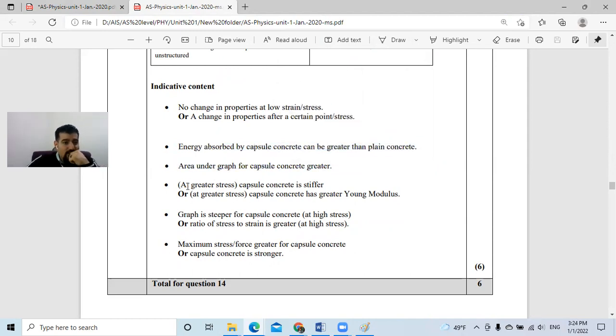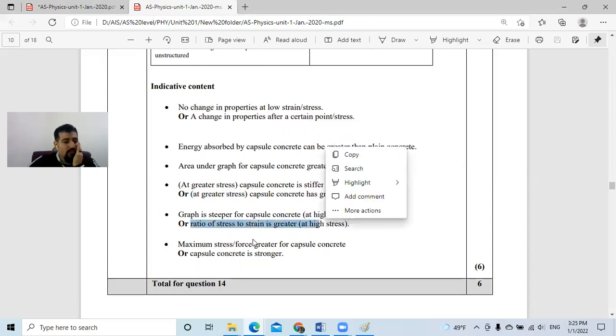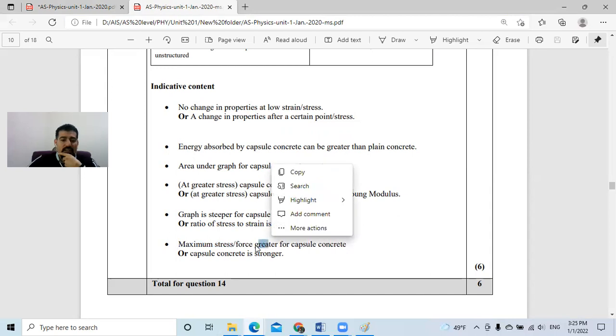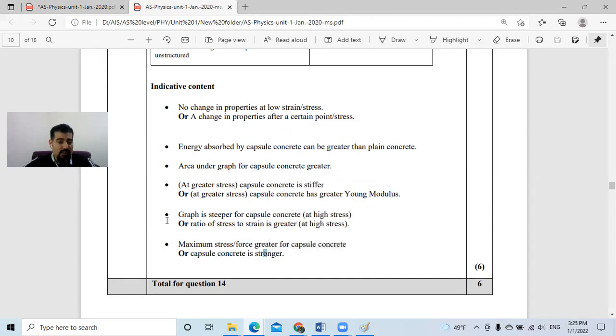Okay, thank you, Abdullatif. Right. At greater strength, capsule concrete is stiffer. For greater stress, capsule concrete has a greater Young modulus. The graph is steeper for capsule concrete, that means higher stress. The ratio of stress and strain is greater at maximum value or after a certain point. It is greater for capsule concrete than what? That means capsule concrete is stronger.